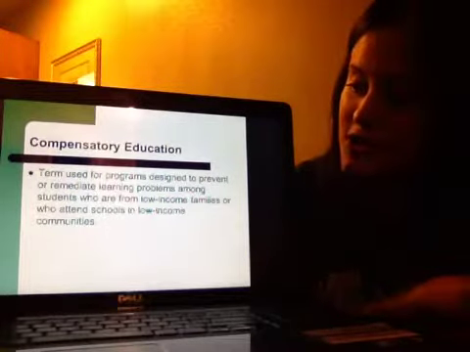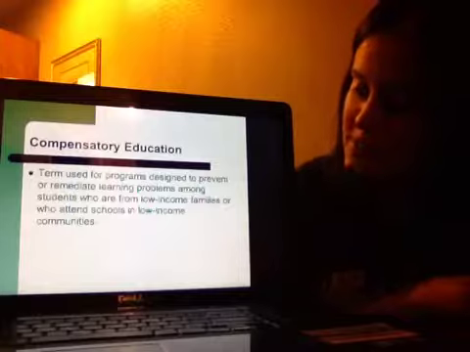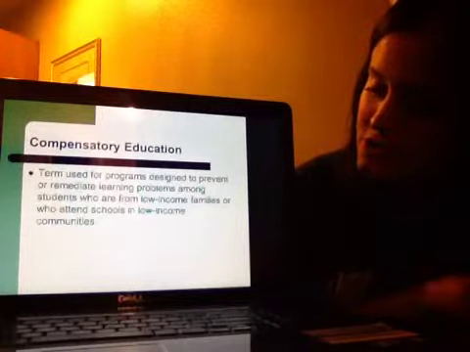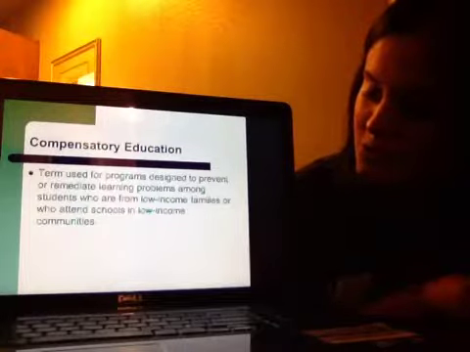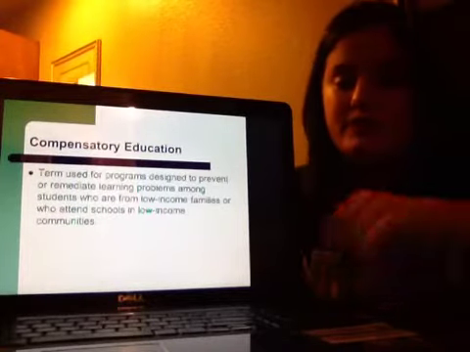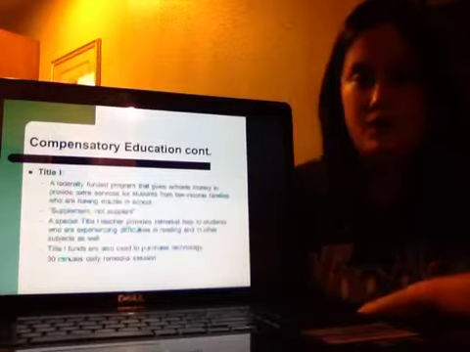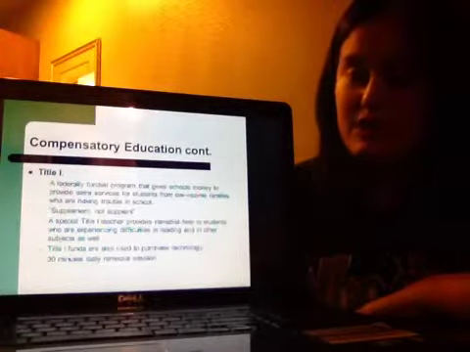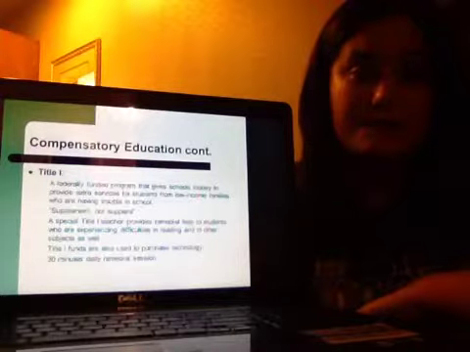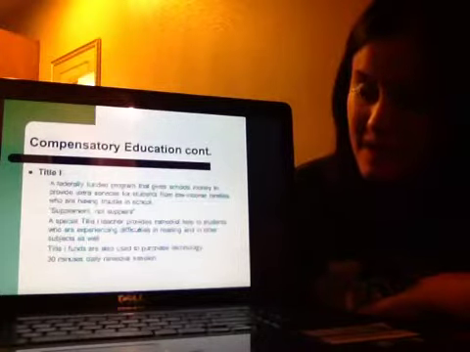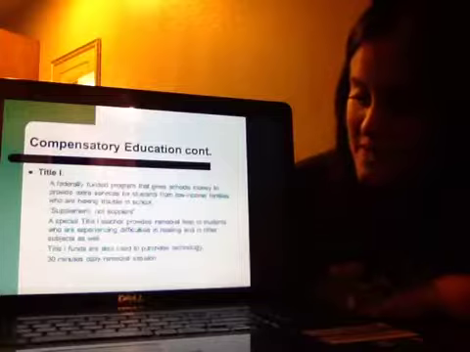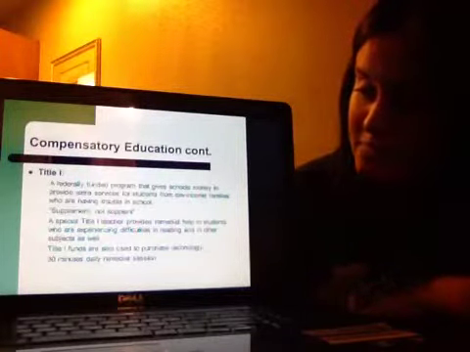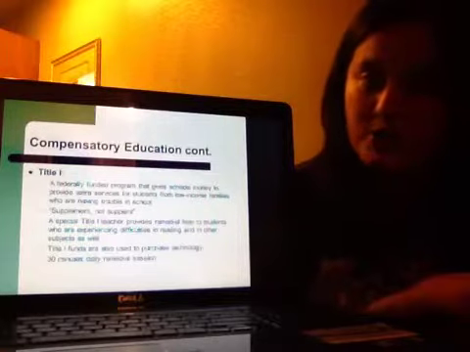Compensatory education is a term that's used for programs designed to prevent or remediate learning problems among students who are from low-income families or who attend schools in low-income communities. An example of a compensatory educational program is Title I. It's a federally funded program that gives schools money to provide extra services for students from low-income families who are having trouble in school.